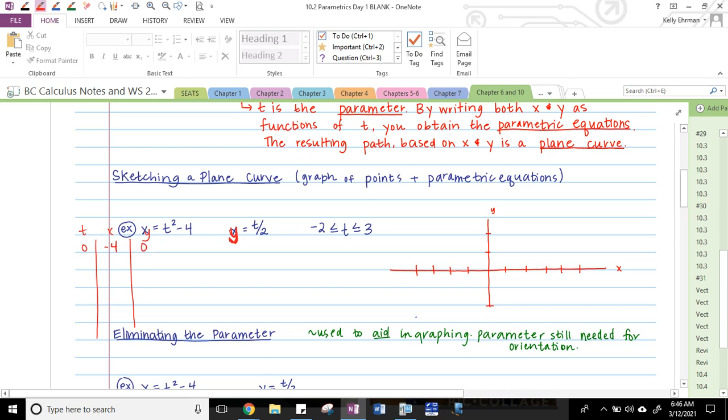And if I plug in, we're supposed to go between -2 and 3. So let's also go in the negative direction. If I plug in -1, I would get -3, -1/2. -2, I would get 0 and -1. And then, sorry, I kind of went out of order here. And then if I go back to the positives, starting at 1, I've got -3 and +1/2. Plug in 2, you get 0 and 1, and finally plug in 3, and you get 5 and 3 over 2.